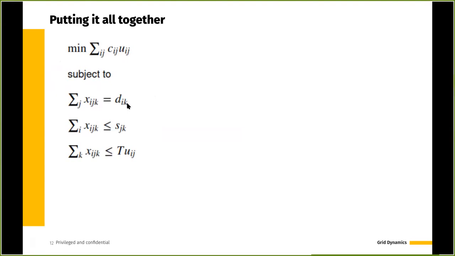The first constraint is that we would like to fulfill the order. The second constraint is about not exceeding the available inventory in each store. And the third constraint establishes a link between variable X and variable U.